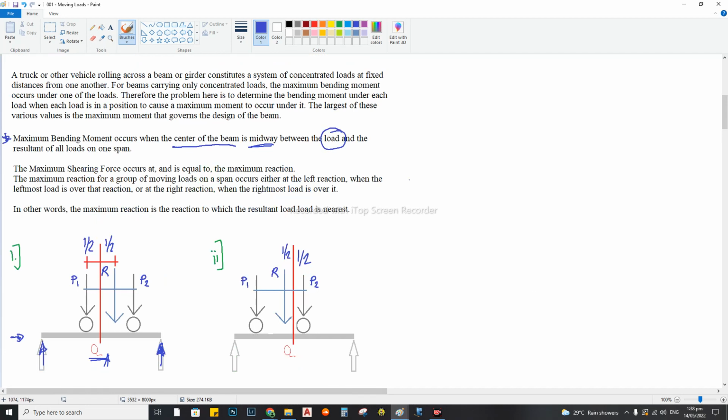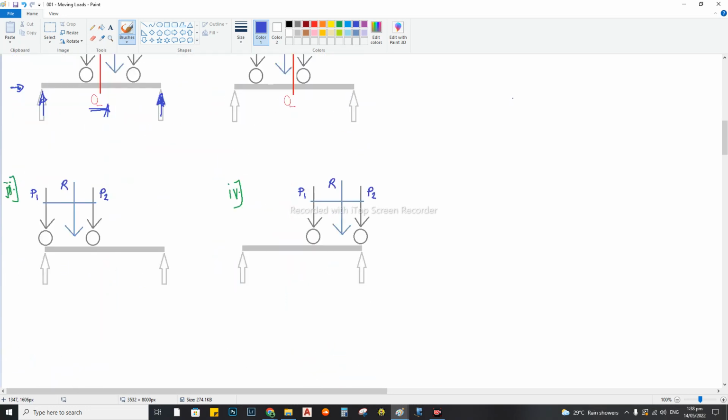Next, I mentioned shear. The maximum shearing force occurs at, and is equal to, the maximum reaction. So the maximum shearing force is that maximum reaction. In the drawing we have the reactions below, the left and right reactions or supports. Whichever gives the maximum value, that is what we use as the maximum shear.